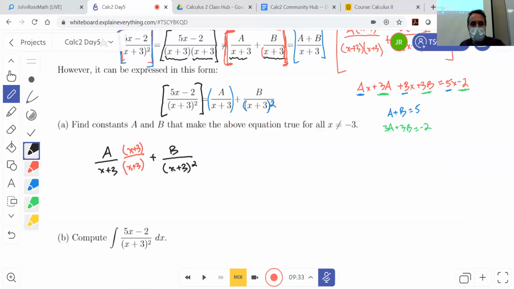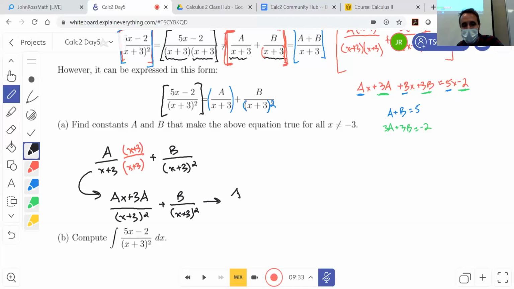And with this multiplication, we can simplify. We end up with ax plus 3a over x plus 3 squared, plus b, where the b is left alone, over x plus 3 squared. That simplifies down to our numerator, ax plus 3a plus b. And that should equal the numerator from before, the 5x minus 2.